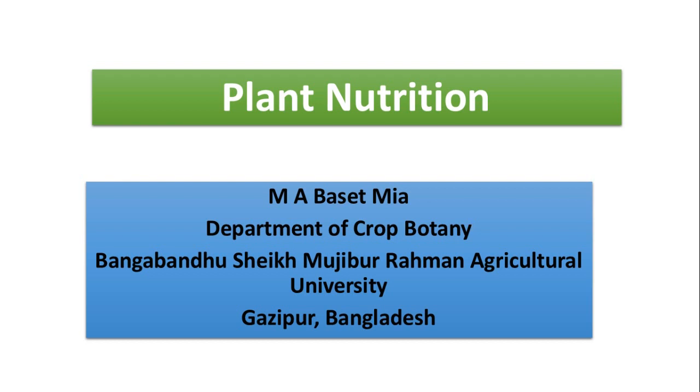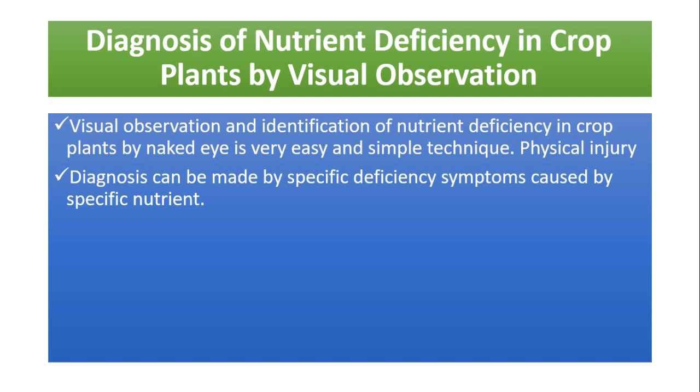Welcome to the lecture series of plant nutrition. Today we will be talking about the diagnosis of nutrient deficiency by visual observation. So what is visual observation? Visual observation is an identification process of nutrient deficiency in croplands by using the naked eye. It is a very easy and simple technique. Diagnosis can be made by specific deficiency symptoms caused by a specific nutrient element.